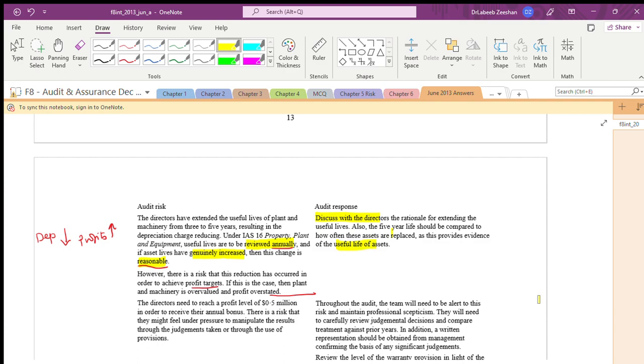It means you have to make sure how often we are going to replace the assets, and whether there is any reasonable justification for extending. Is there any reasonable justification for extending? That is the basic concept. Is it okay with you?